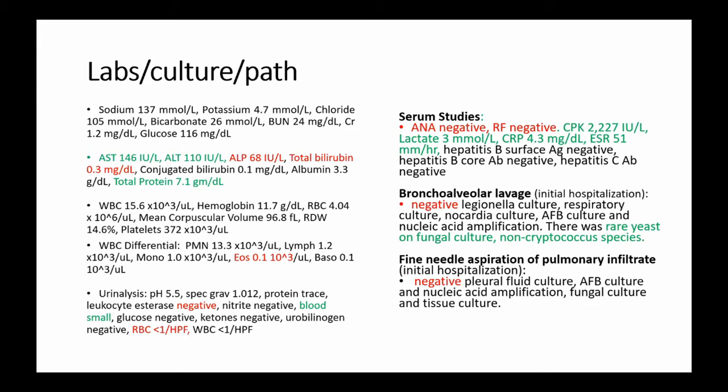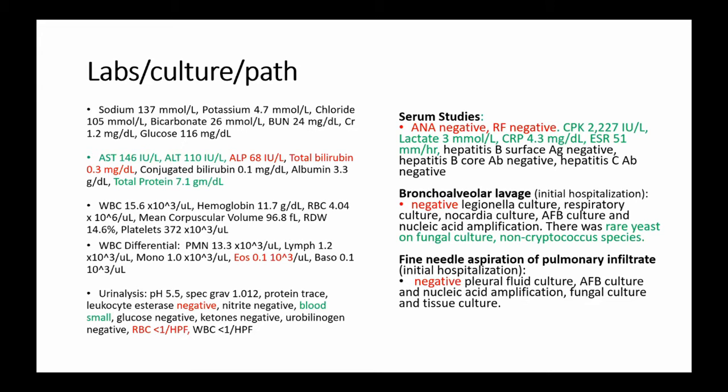Her UA is also pretty bland. It does have small blood on dipstick, but her red cells are negative. So maybe something like an elevated CPK or a rhabdo going on. RBCs are often overlooked as well. If she had a vasculitis and she had RBCs, that would be an urgent involvement of your nephrology colleagues. So luckily, she does not have any red cells on her UA.